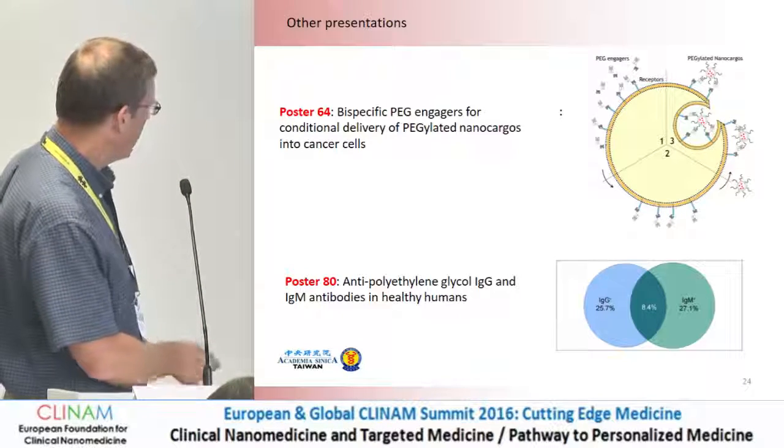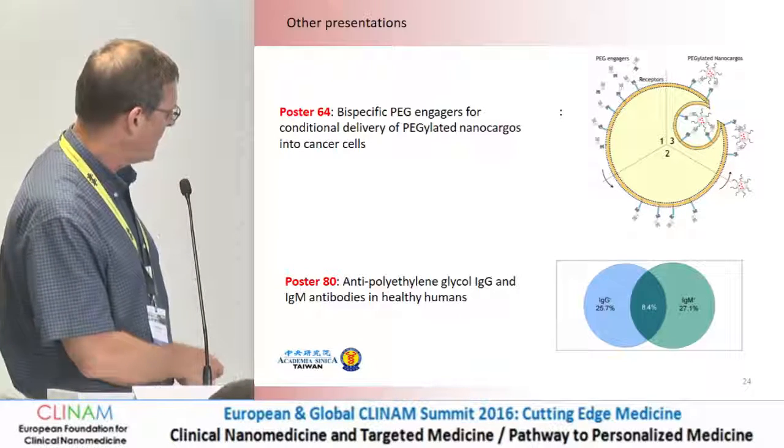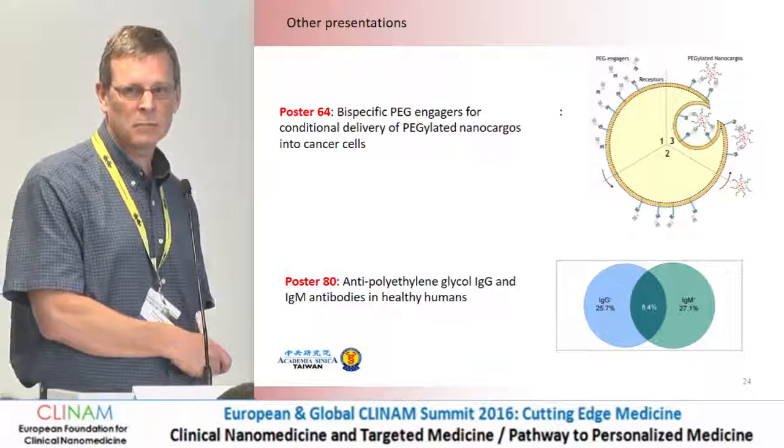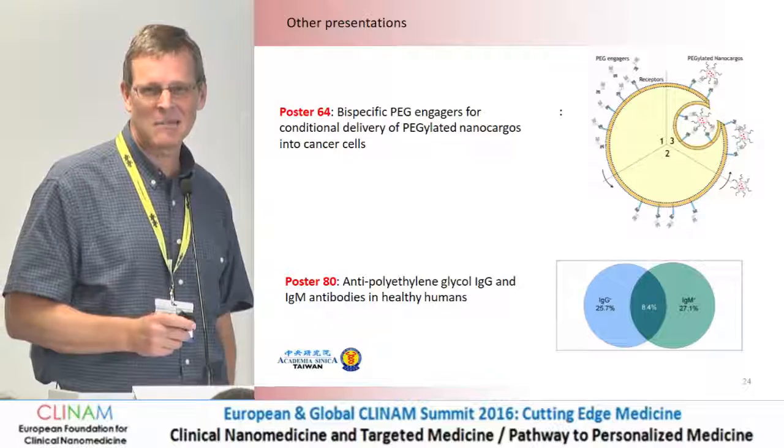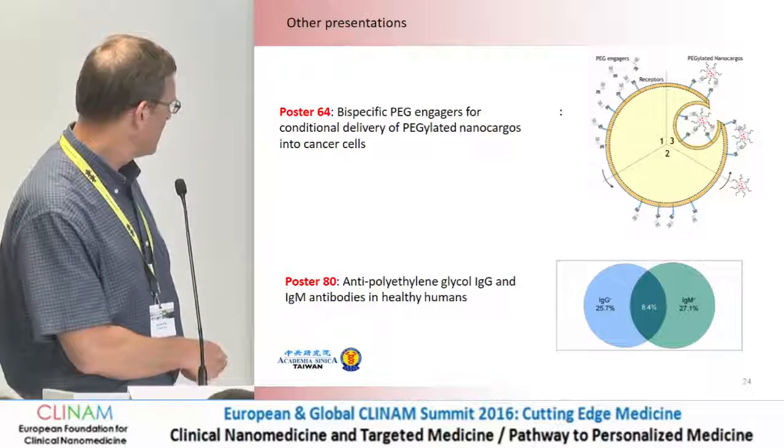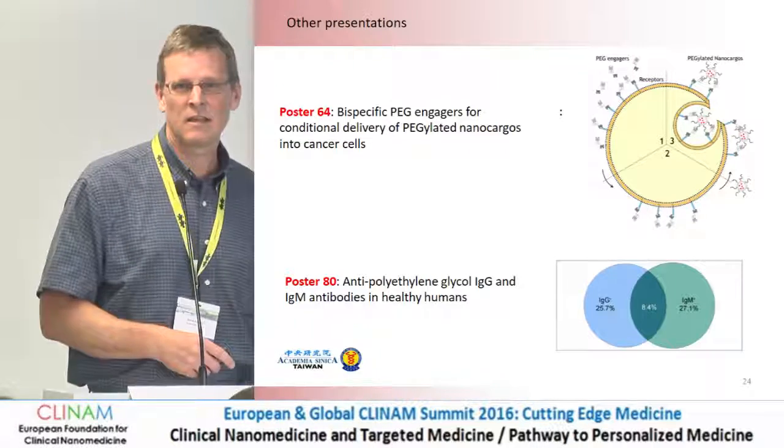And we have another study where we made an assay to measure anti-PEG antibodies in patients, and we found about 40% of healthy people have anti-PEG antibodies. So this is another poster. You can go take a look if you want to see the details.